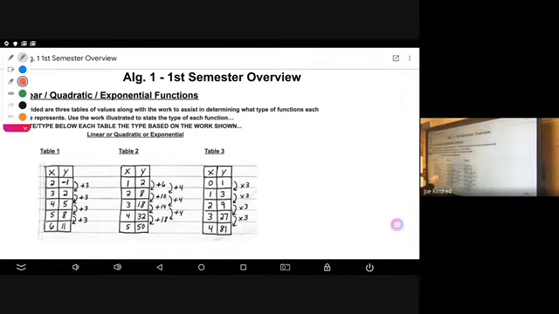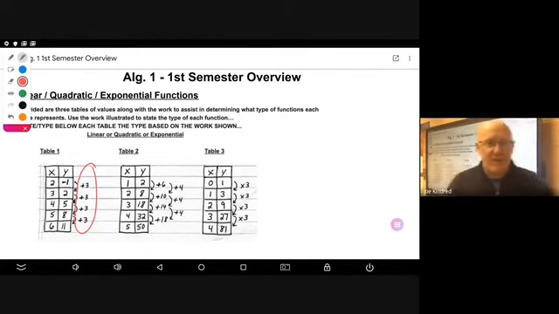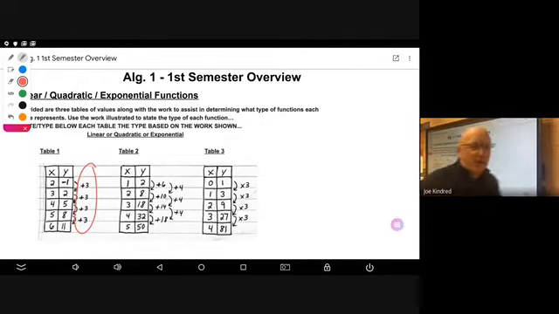So for instance, table number 1. Table number 1, you'll see that the difference from the y coordinates as you go down from -1 to 2 to 5 to 8 to 11, you're adding 3 each time. That was the pattern. And for that particular table, this represents, if you recall, a linear function.